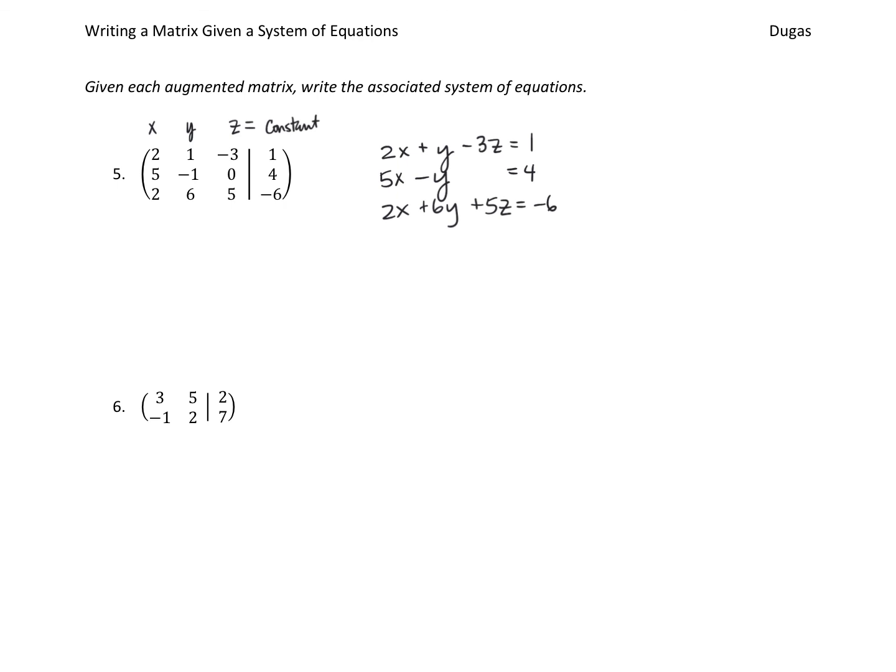And so we can do the same thing with number 6. For number 6, we only have 3 columns here: x, y, and then the straight line indicates the equal sign, and then we have the constant term on the right. There are only 2 rows, so that means we'll have 2 equations. So this will be 3x plus 5y is equal to 2. And then we have negative x plus 2y is equal to 7.